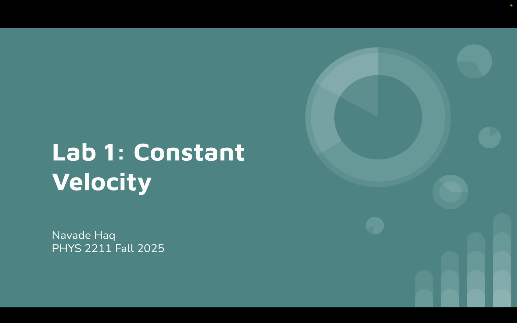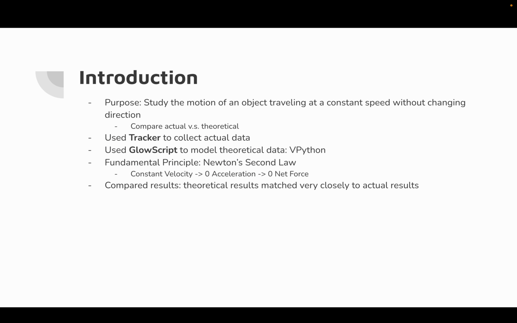Today, I'll be presenting my constant velocity lab, where I analyze the motion of a marker to see if it followed the predictions of a constant velocity model. The purpose of this lab was to study an object moving at a constant speed without changing direction. I wanted to see how closely its real-life motion matched what theoretical modeling could predict. To do this, I used Tracker to collect actual position and time data from a video of the marker rolling across the table. I then used GlowScript with VPython to build a model that simulated how the marker should move if it had a perfect constant velocity.